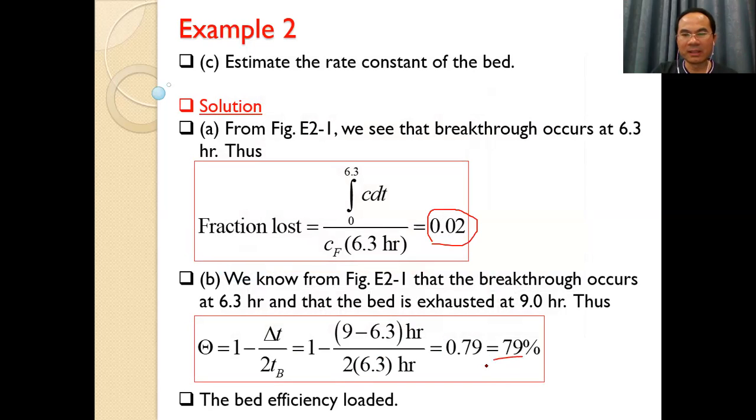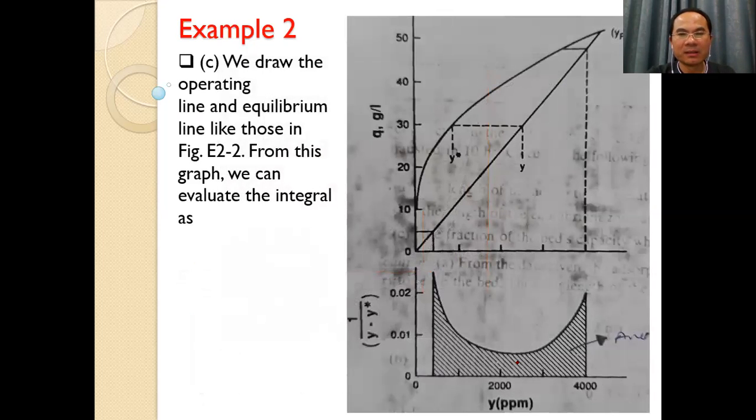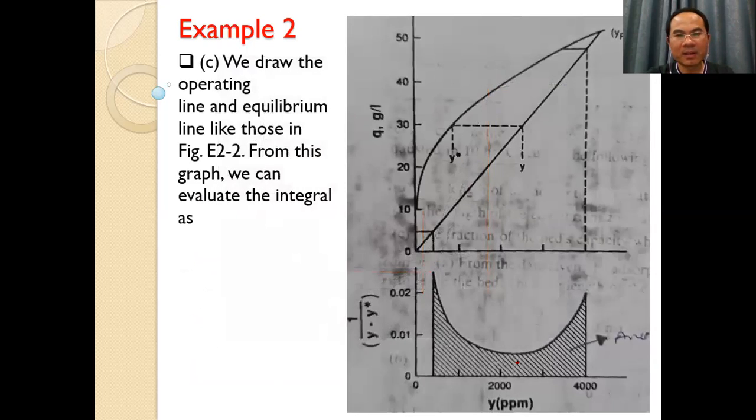You get about 79. That's 79%. That's the adsorption or the column used for adsorption. That's right. Used for adsorption. Okay, it's about 21% is unadsorbed. So, and the last question, you calculate the rate constant of the bed. The rate constant of the bed.